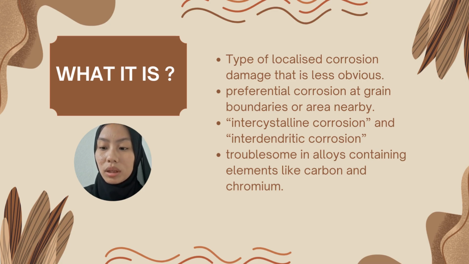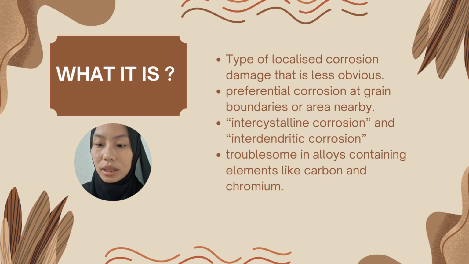Sensitization also occurs when specific phases, precipitation, or chemical changes occur during processes or exposure to high temperature, increasing the susceptibility of grain boundaries to corrosion. It is a common cause of this type of corrosion. Intergranular corrosion is frequently observed in alloys when corrosive media are present, which causes the alloy to lose its ductility and strength.